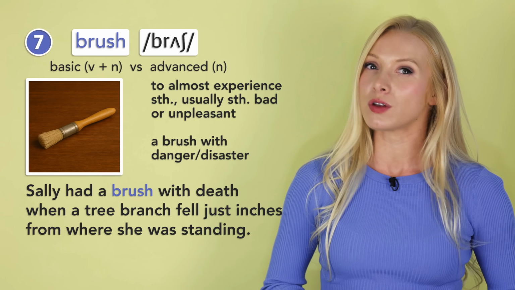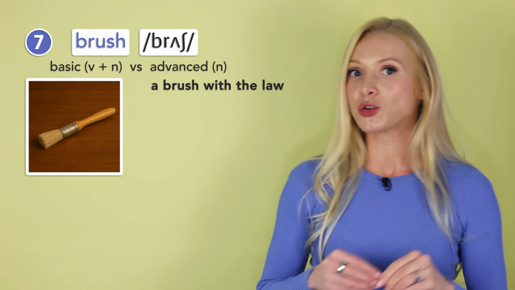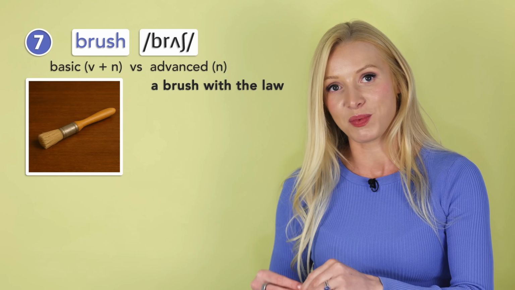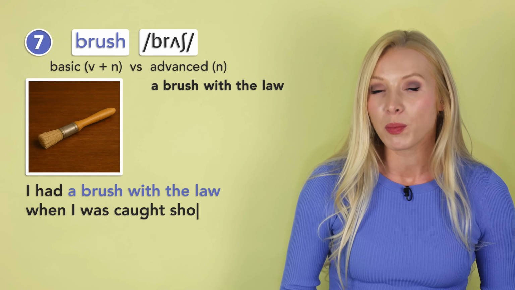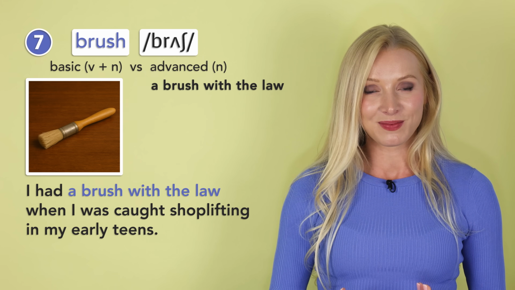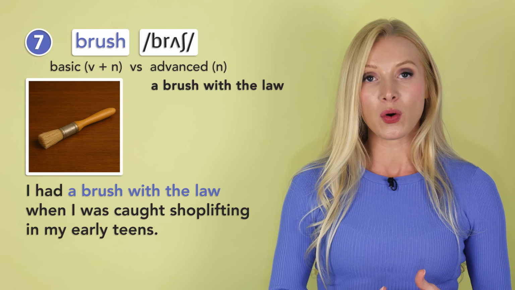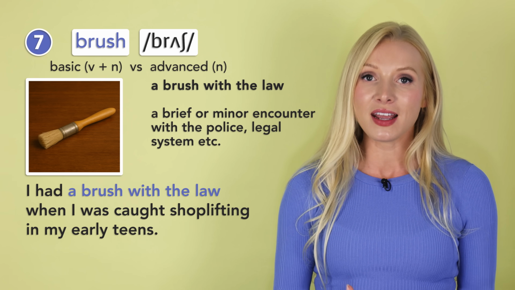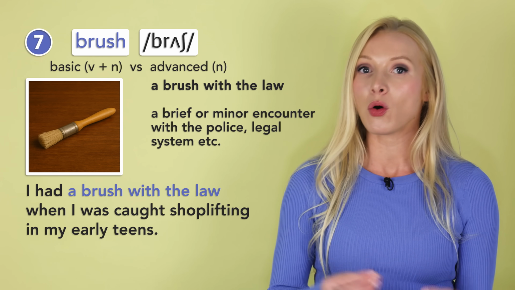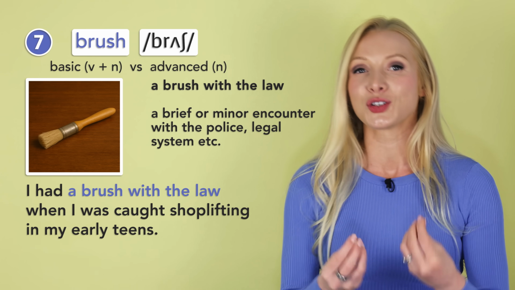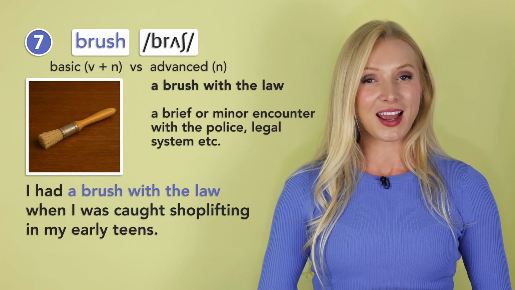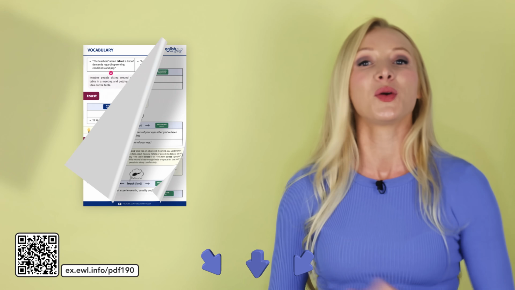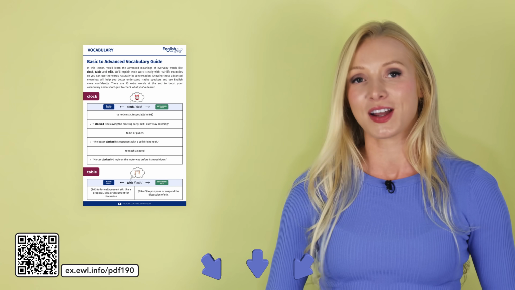You might have also heard the phrase a brush with the law. For example, I had a brush with the law when I was caught shoplifting in my early teens. In this case, a brush with the law means that the encounter with the legal system was brief or minor. I didn't get into serious trouble with the police. This phrase has another couple of interesting meanings and collocations, and I've left them for you in the PDF lesson guide. Don't forget to check them out.